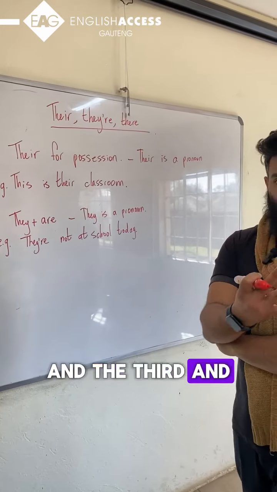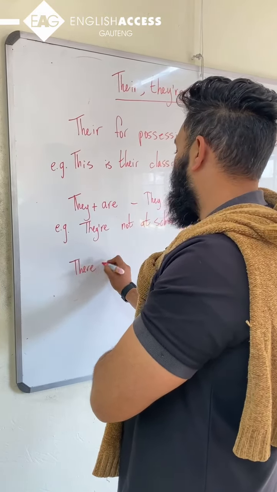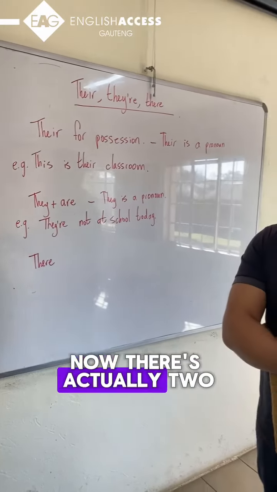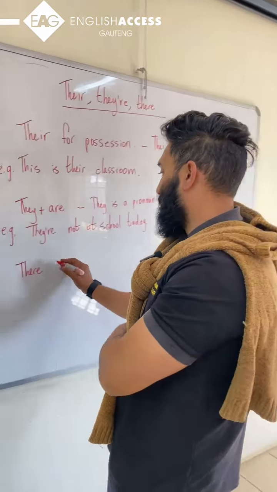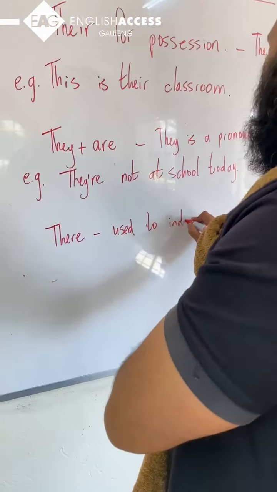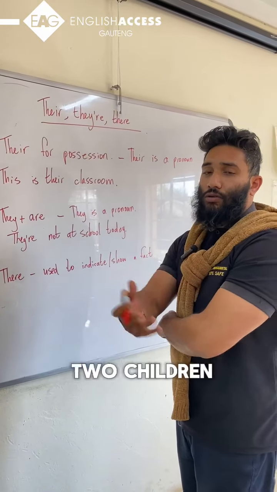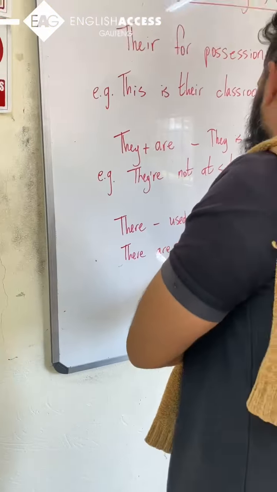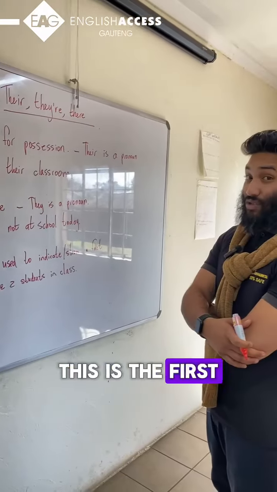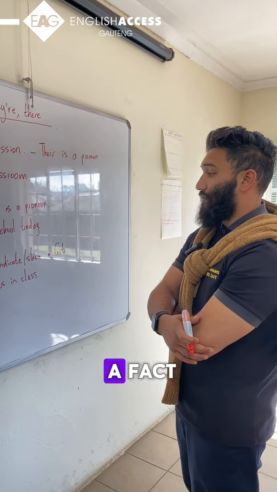And the third and final one is there. Now there's actually two uses for this. The first one is to indicate a fact. For example, there are two children. This is the first use of there, used to indicate or show a fact.